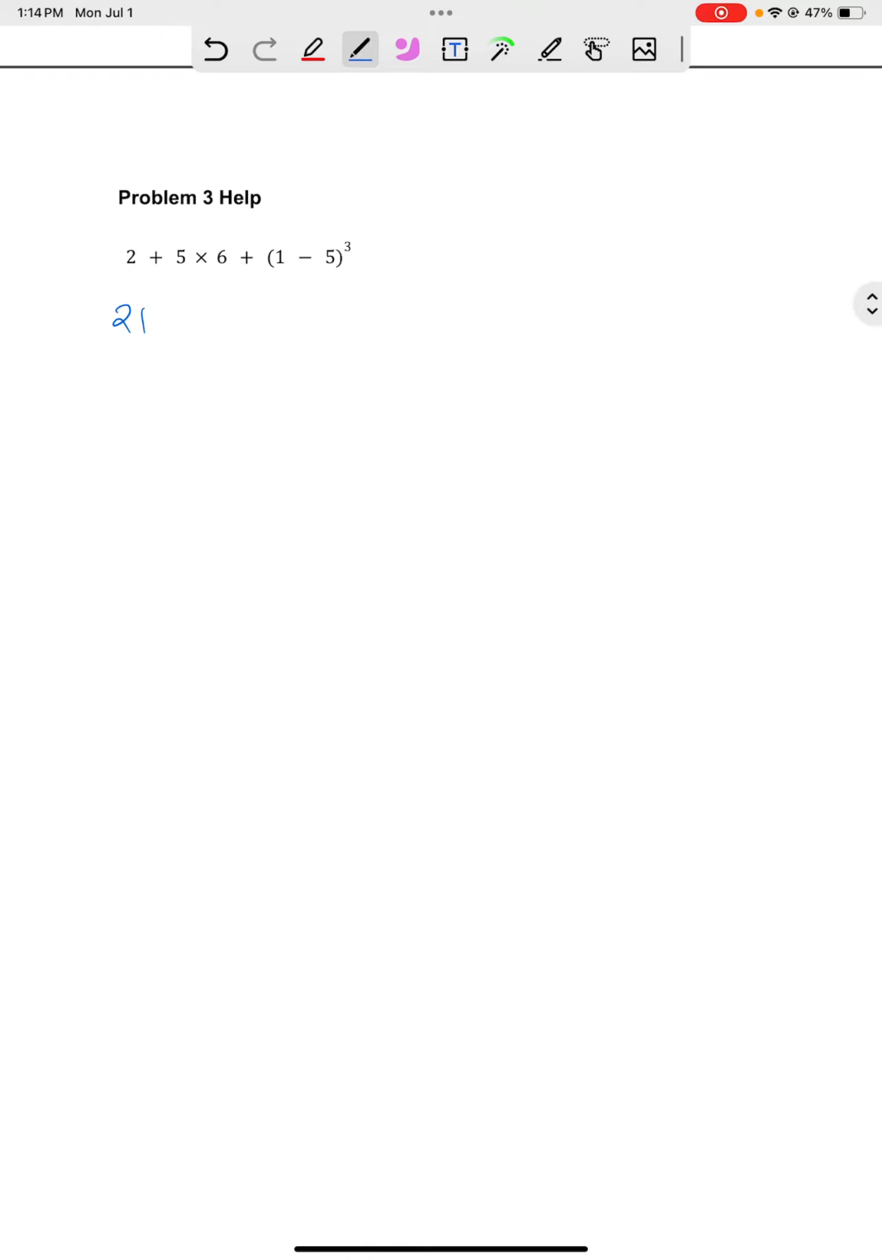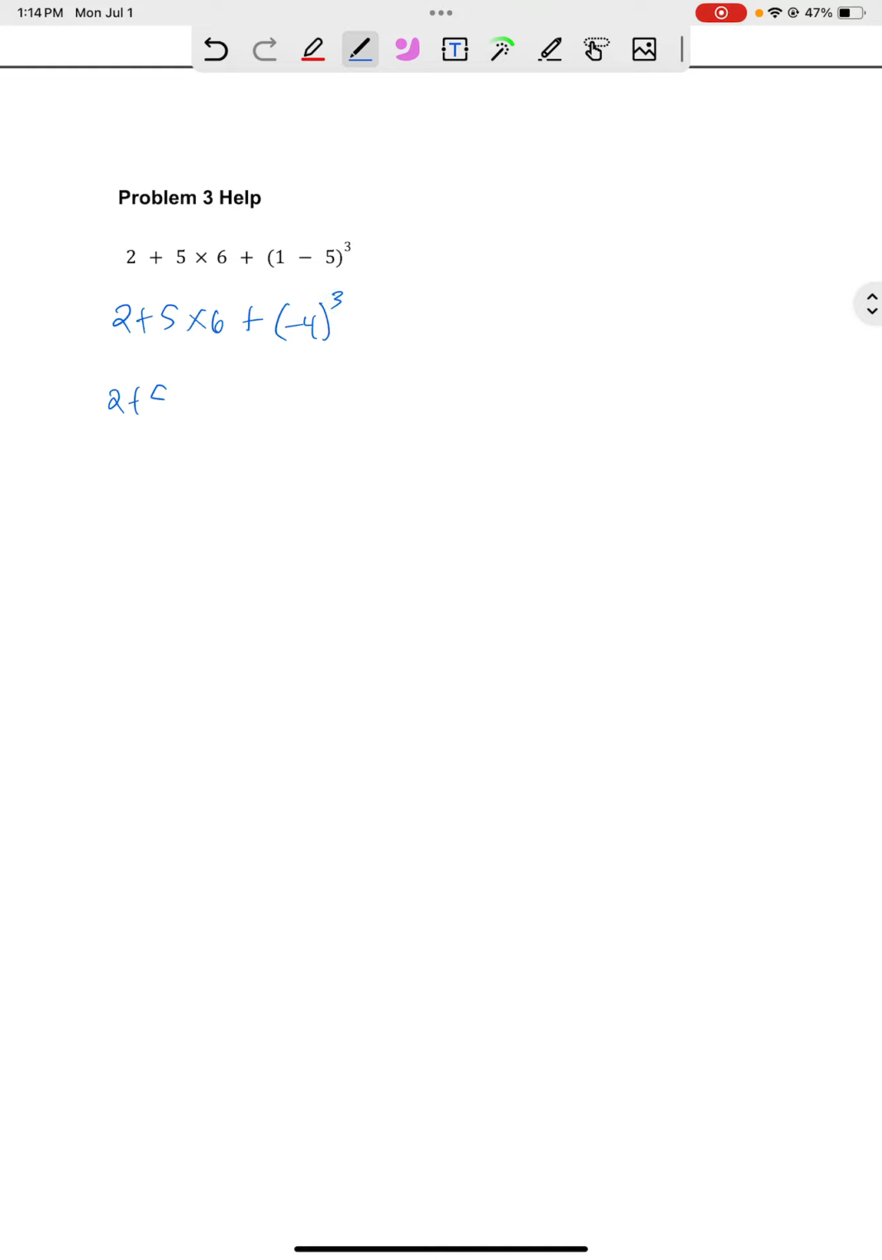So I'm just going to copy everything down and then handle what's inside the parentheses. 1 minus 5 becomes negative 4, and I raise that to the third power. Okay, so now what do we do? Well, I am done with all of my parentheses because I am now just dealing with the exponent of the 3 on the negative 4. And so I am going to handle that.